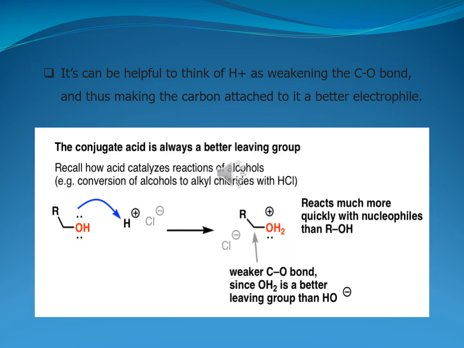Let's see how alcohol is protonated with hydrochloric acid. It can be helpful to think of the proton as weakening the C-O bond and thus making the carbon attached to it a better electrophile. You can see over here in this example, when alcohol is treated with hydrochloric acid, the lone pair electrons of the hydroxyl group abstract the proton from the hydrochloric acid and become protonated, which reacts much more quickly with nucleophiles than the simple alcohol molecule, because there is a weaker C-O bond as compared to the previous one in the reactant side. So the hydroxyl group is easily removed in the form of a water molecule than the simple hydroxyl group.